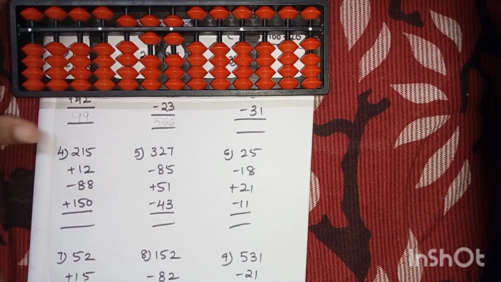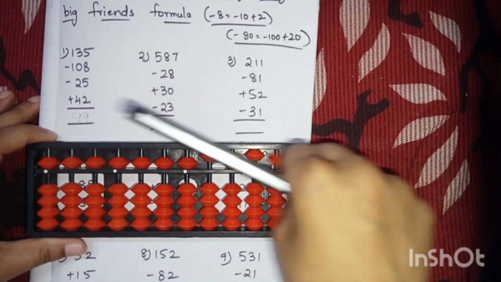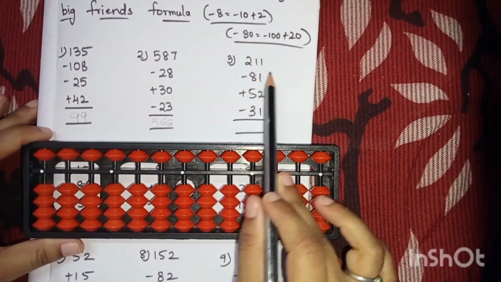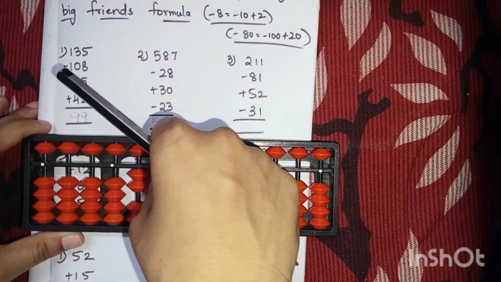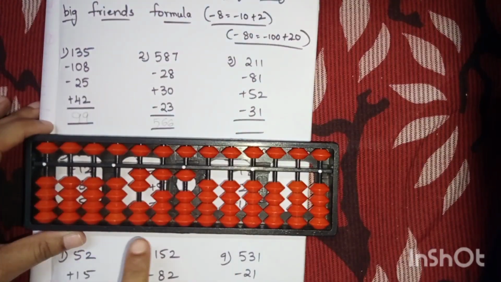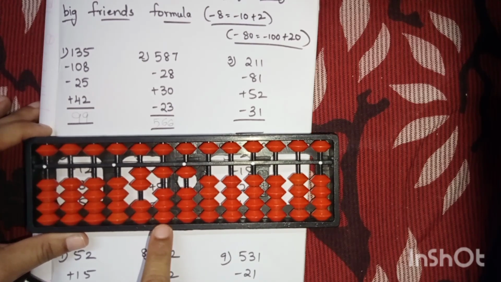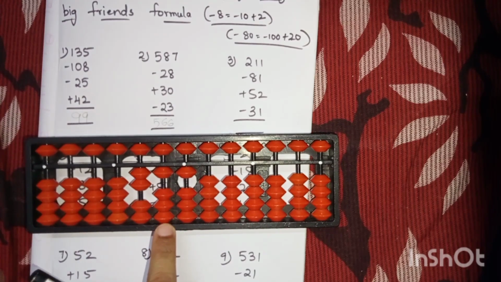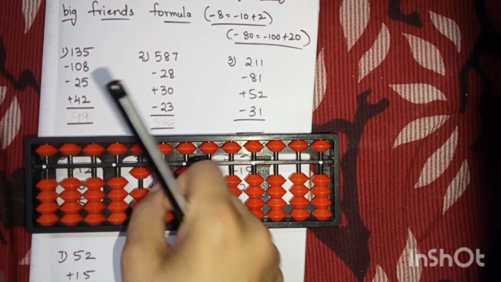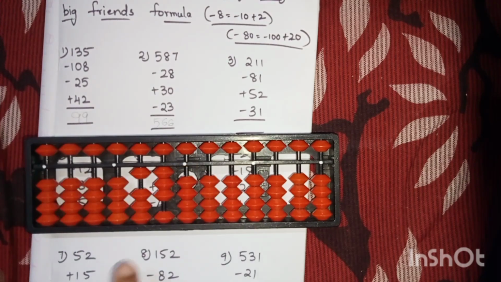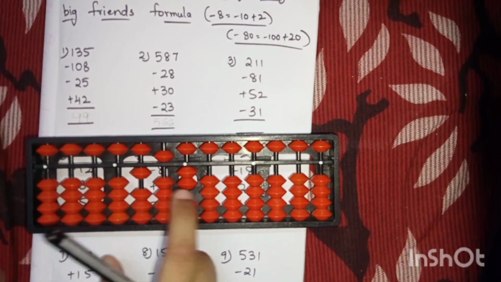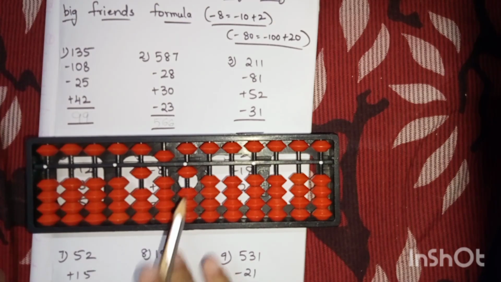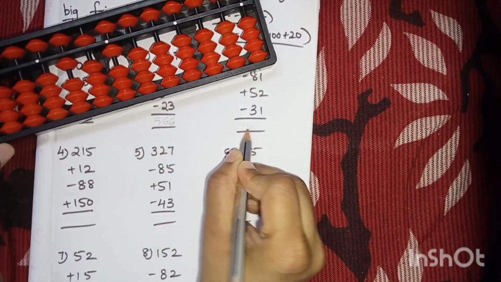Okay, next third sum. Clear the scale. 211 minus 81 plus 52 minus 31. 211 minus 81. Minus 80 is not available in the tens place rod also. So what you have to do, you have to take big friends formula. Minus 80 is equal to minus 100 plus 20 and minus 1 as usual. Next 52. Next minus 31. So what is the answer? 151.